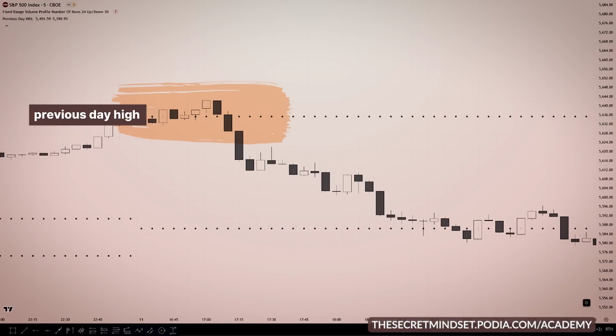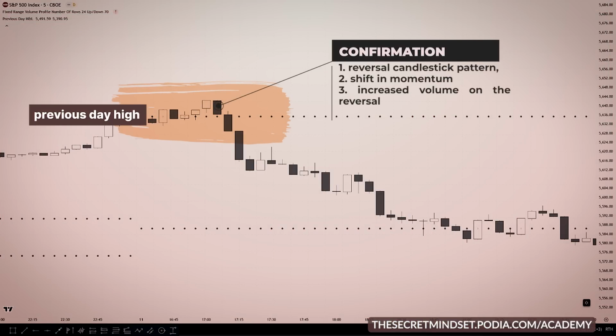It's best to look for confirmation. This could be in the form of a reversal candlestick pattern, a shift in momentum, or increased volume on the reversal. Once you have confirmation, enter in the direction of the failure. For a failed high, you'd go short. For a failed low, you'd go long.